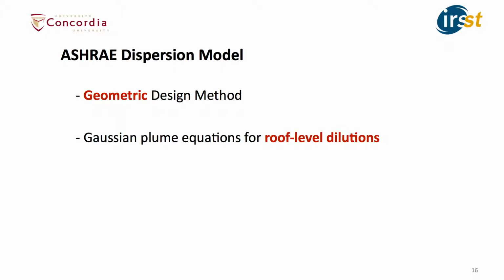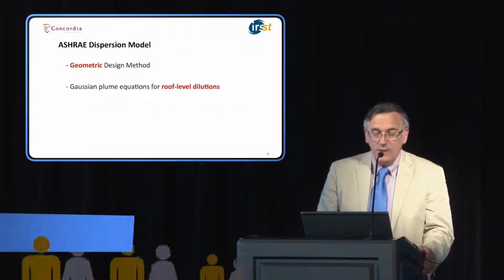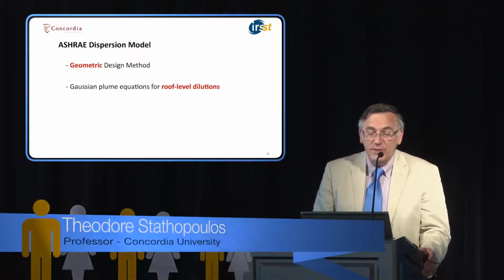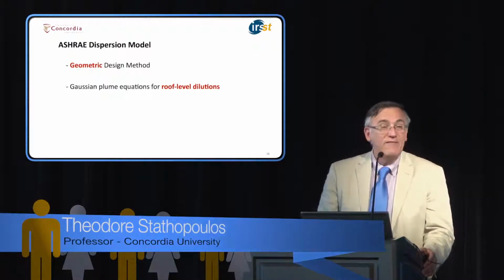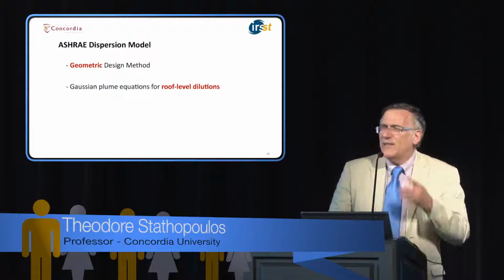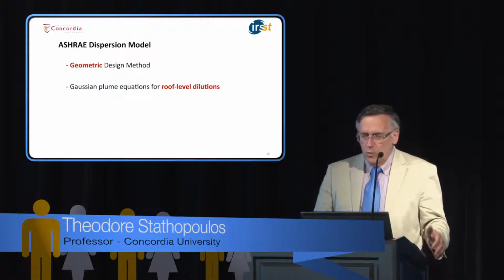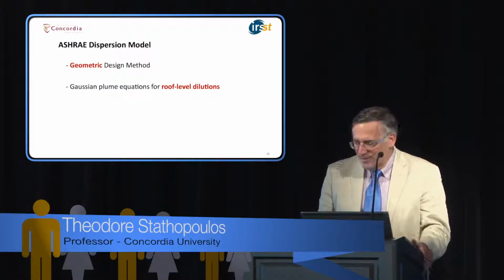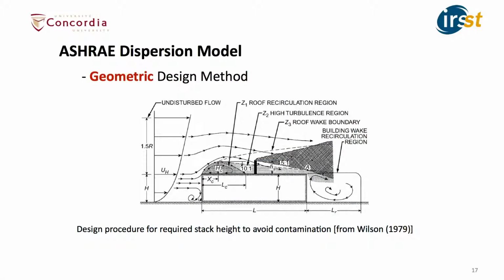Basically, ARSST has two approaches: the old geometric design method, due to Professor Wilson, actually, from Canada, and the Gaussian plume equations for roof level dilutions. And of course, there are advantages and disadvantages. I'm not going to go to all the details here, not to tire you, but you're going to see that this method makes some assumptions. For instance, it assumes that the plume comes from the stack here at the slope of 5 to 1.